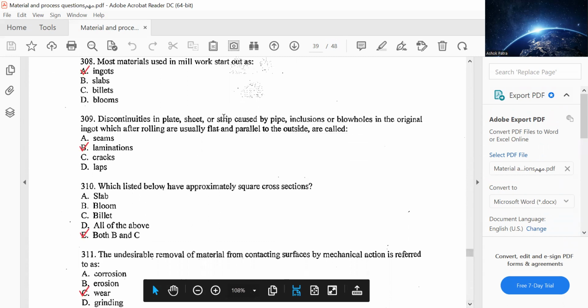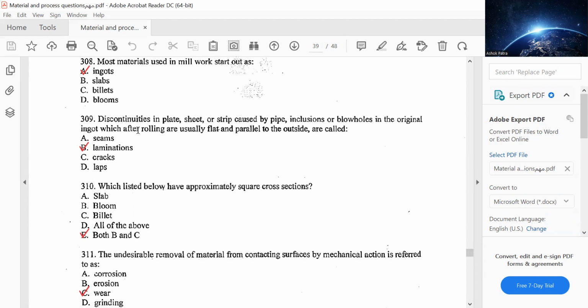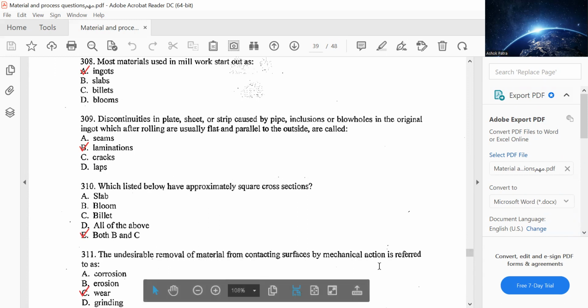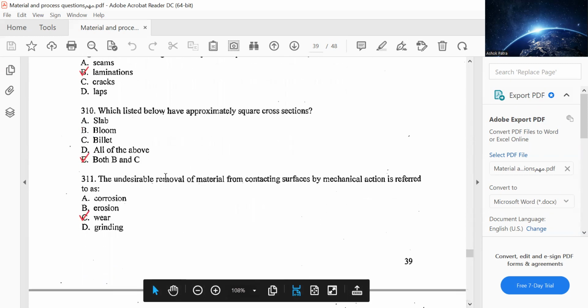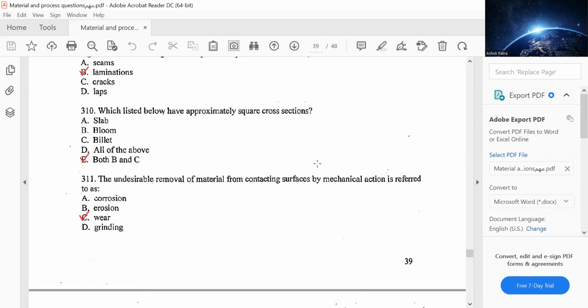Discontinuities in plate, sheet, or strip caused by pipe or inclusion of blowholes in the original ingot, which after rolling are usually flat and parallel to the outside, is called lamination. Which listed below have approximately square cross section? Blooms and billets. The undesirable removal of material from contacting surfaces by mechanical action is referred to as wear.